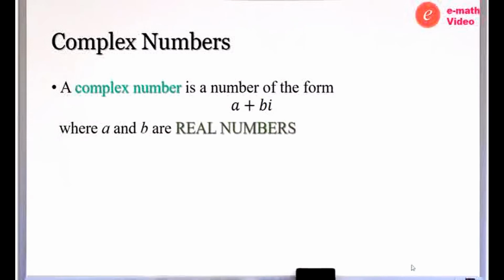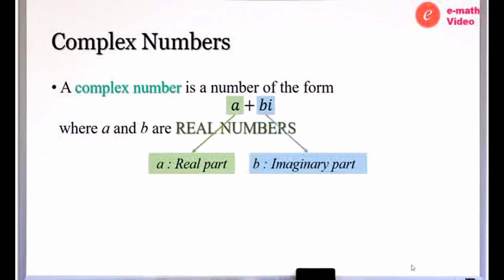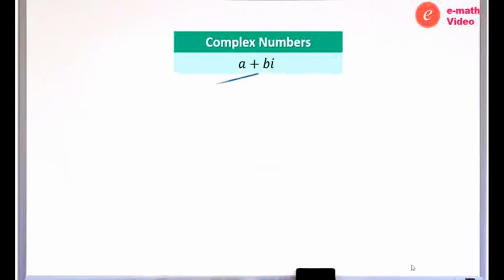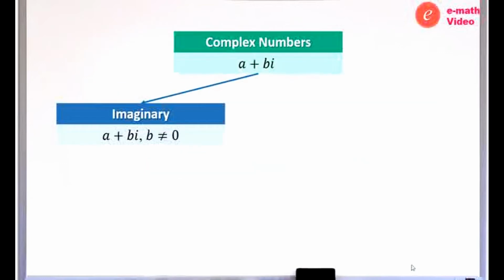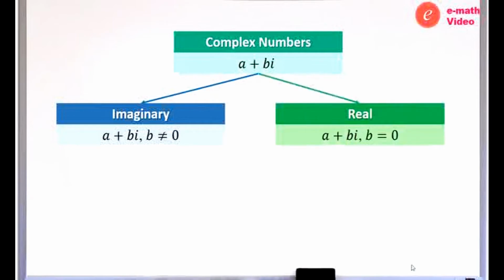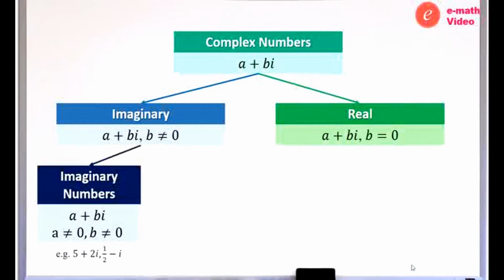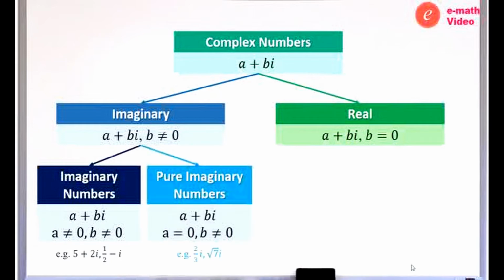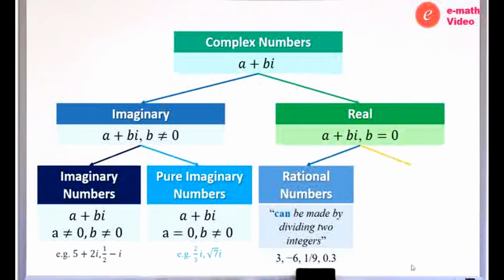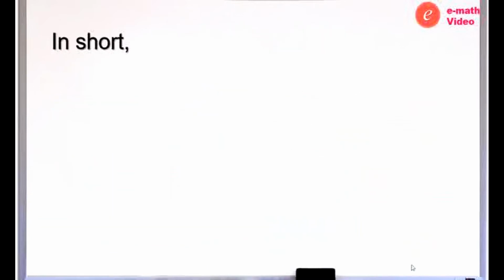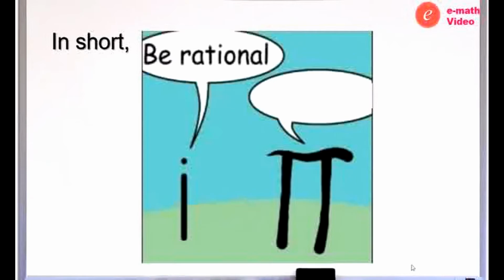In a plus bi, a is said to be the real part of the number, while bi is the imaginary part. Complex numbers can be imaginary, where the imaginary part b is not 0, or it can be real, where there is no imaginary part. Imaginary numbers can be further divided into imaginary numbers and pure imaginary numbers, while real numbers can be rational or irrational. In short, when I ask pi to be rational, pi can just say, get real.